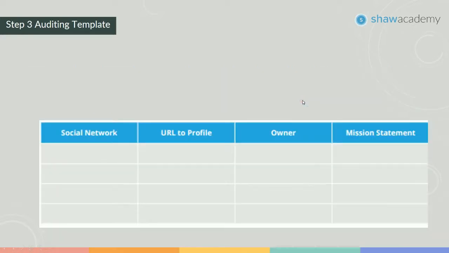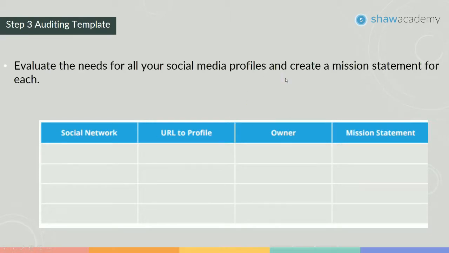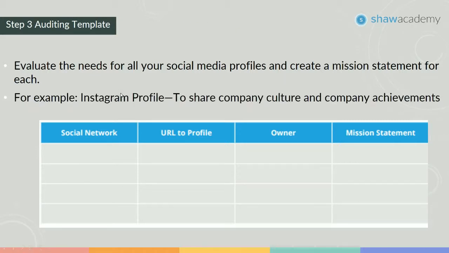Step 3. Also here, we have our social network, your profile, your owner, and then evaluate the needs for all your social media profiles and create a mission statement for each. So make sure your mission is really clear for each social media network, okay? And add this column to the document that you have already created so far. For example, Instagram profile to share company culture and company achievements. Maybe Facebook would be just for signing up, or Twitter just for giving more information. It's all up to you, but make sure you know that and you know your mission statement, as I said.